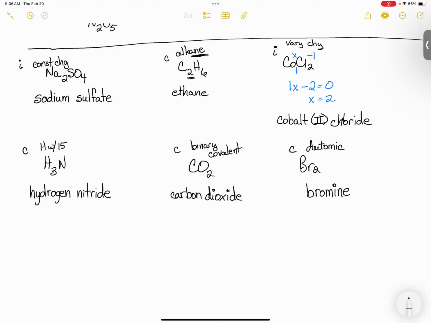Okay, so number one, if you looked at Blackboard, you will see that your test on Thursday of next week is going to be names to formulas and formulas to names. It's going to include ionic compounds, diatomic elements, hydrogen with group 15 through 17, alkanes, and binary covalence. Number two, that is what we are going to practice on Tuesday of next week.